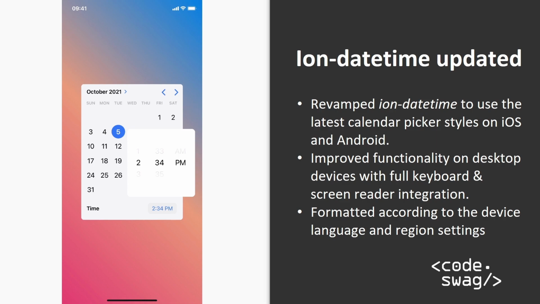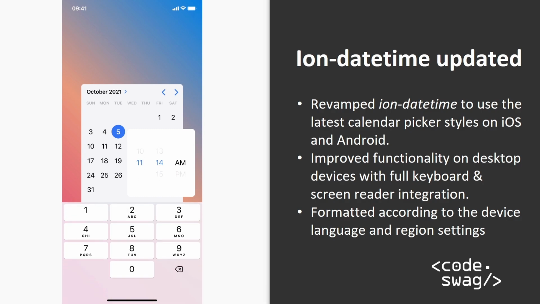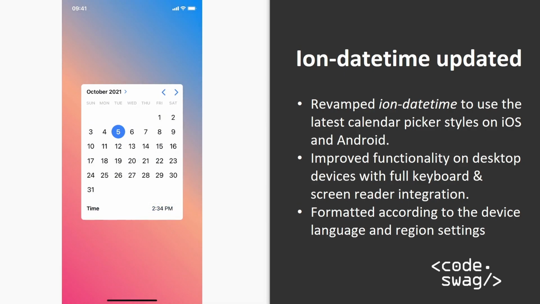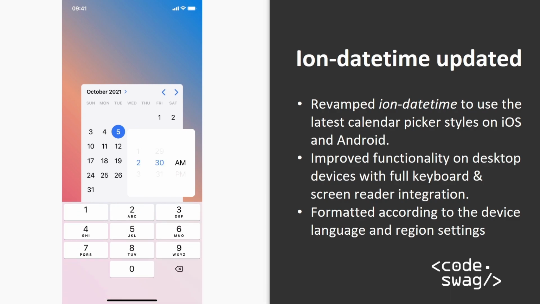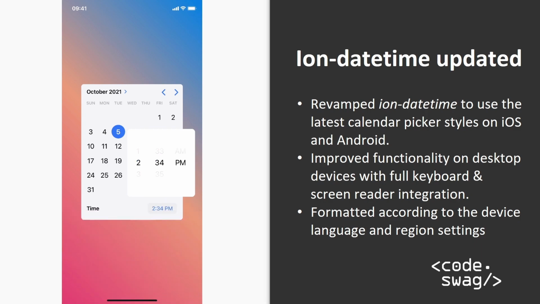One of the most significant component updates in Ionic 6 is the new ion-datetime component. Ion-datetime has been completely revamped to use the latest calendar picker styles on iOS and Android. Datetime has also improved functionality on desktop devices with full keyboard support and screen reader integration for selecting dates. Ion-datetime now also looks at the language and region settings on a device so that it is presented in a format which is familiar for each user.